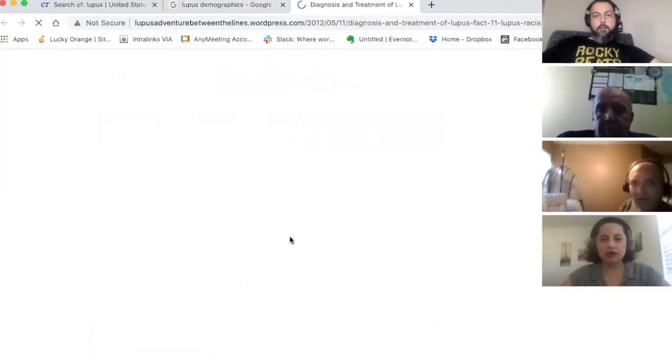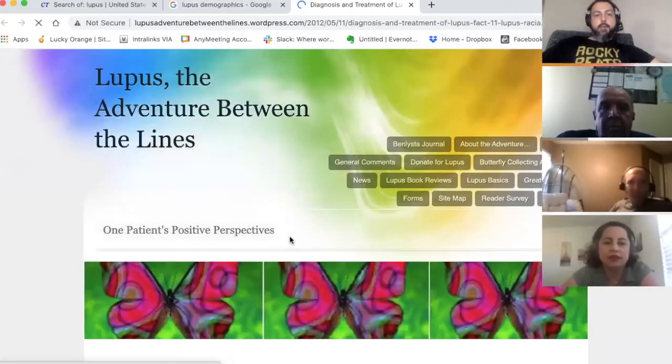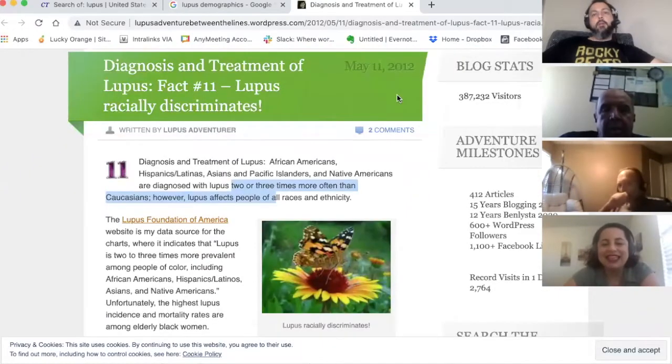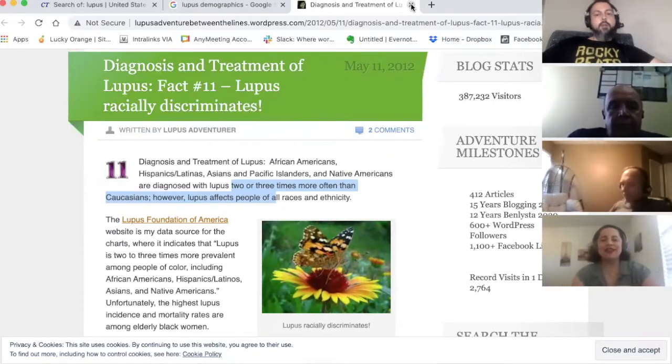So, diagnosis and treatment. Lupus, the adventure between the lines. African Americans, Hispanics, Asians, and Native Americans are diagnosed with lupus 2 or 3 times more often than Caucasians. Okay, so no wonder these drug companies are interested in minority participation in this indication, because it affects them more.